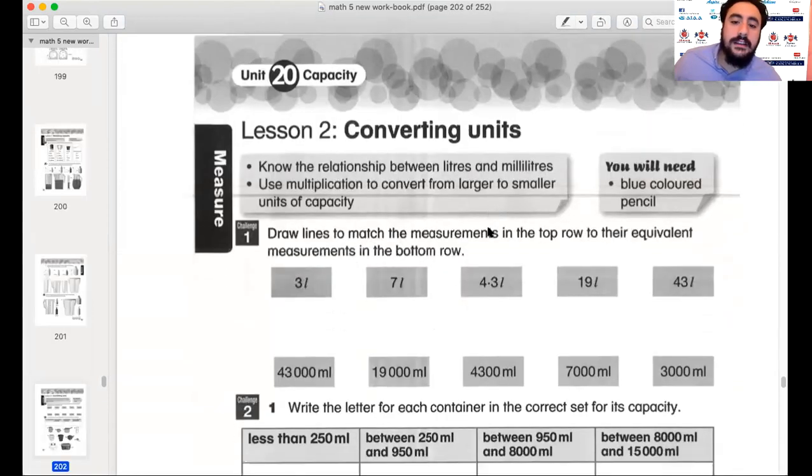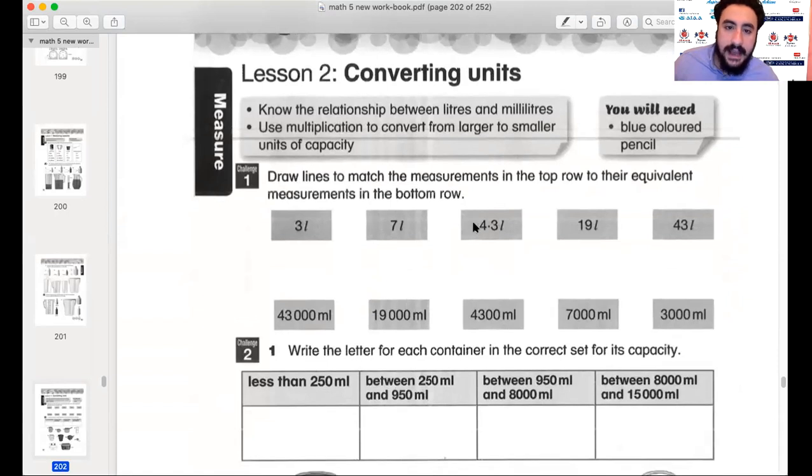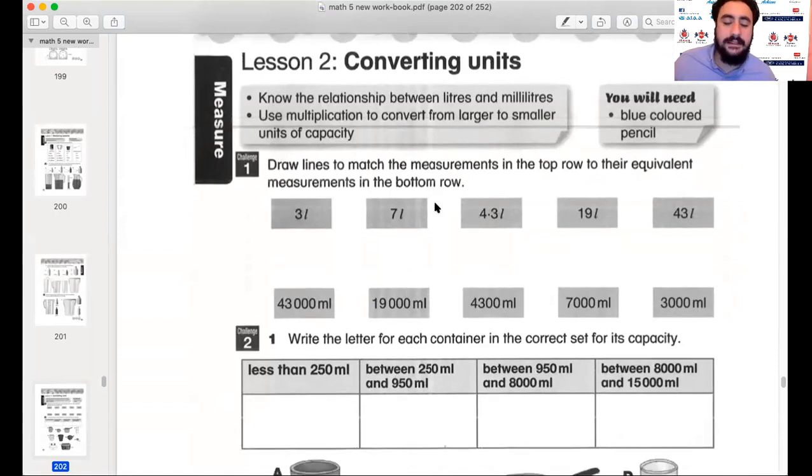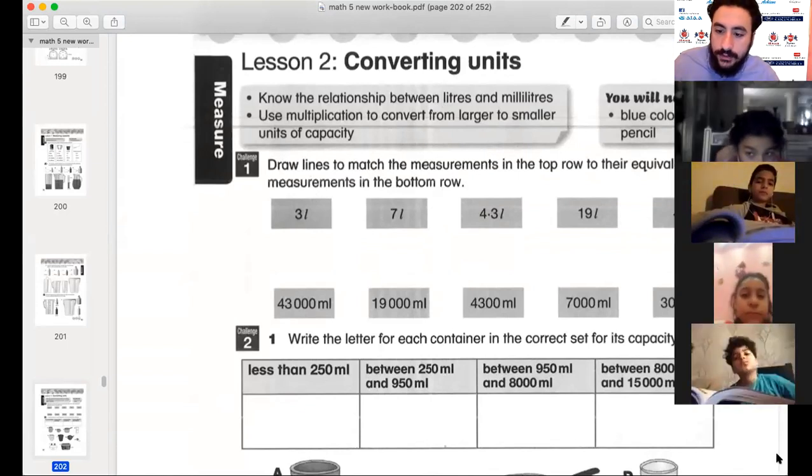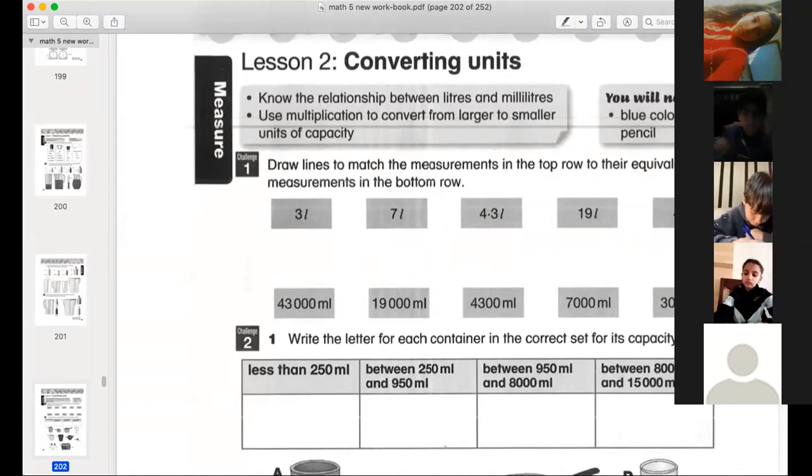Okay, converting units. And this is maybe the last part about capacity, converting units. So I'm going to pick someone now to convert those units with me. We took only from liter to milliliter, multiply by 1,000. And if you want to do the opposite, then divide. Let me ask Hala Tamer, and after Hala Tamer, I'm going to ask Yusuf Ibrahim.